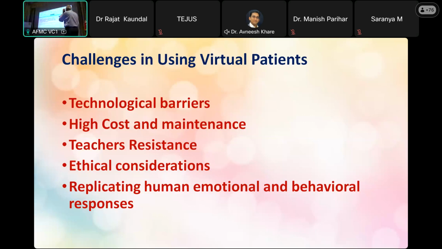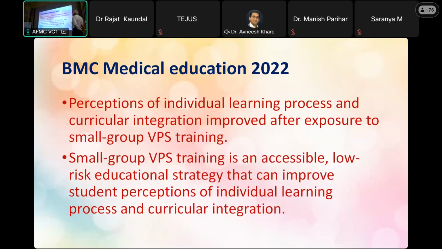If you look at the literature, there is a multi-cohort study on the impact of small group virtual patient simulator training on perceptions of individual learning process and curricular integration, published in BMC Education fairly recently. What it says is that perception of individual learning processes and curricular integration improved after exposure to small group VPS training. And this is an accessible, low-risk educational strategy. They are actually very positive about it.